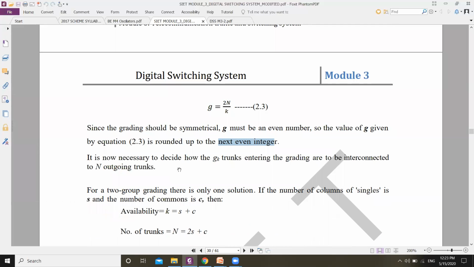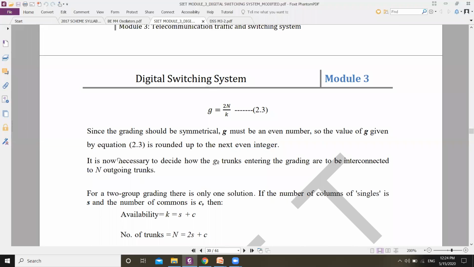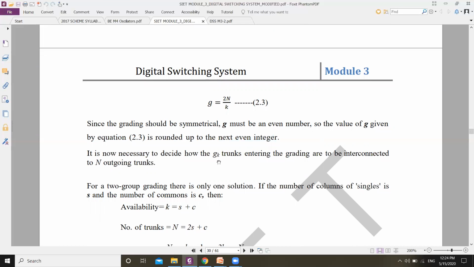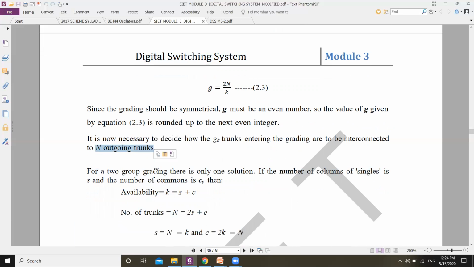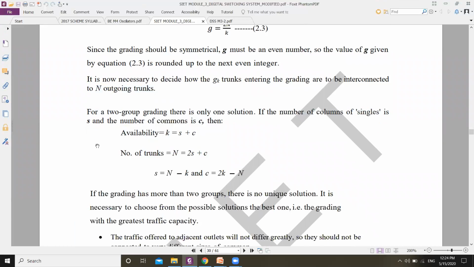Okay, it is now necessary to decide how the G into K trunks entering the grading are to be interconnected to the total n number of outgoing trunks that we have. This is the major challenge now. Okay, now let us go further. For a two group grading, there is only one solution.